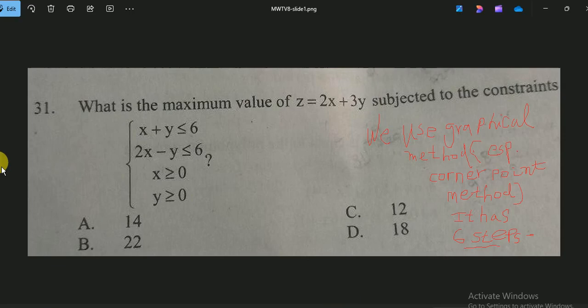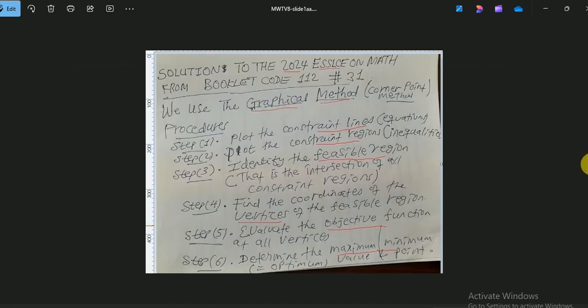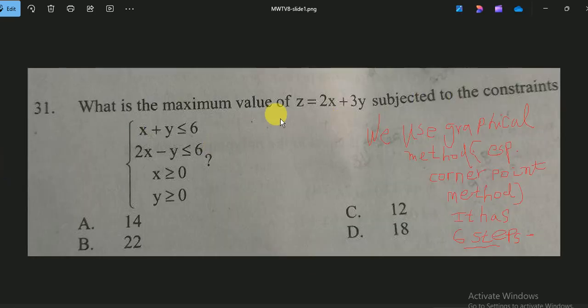The objective function means this function, and these are called constraints. Evaluate this objective function at the vertices or corner points and compare them. You take the maximum of these values as the maximum value and the minimum as the minimum value. But in this problem, we are asked only for the maximum value. So let us follow these steps and solve.